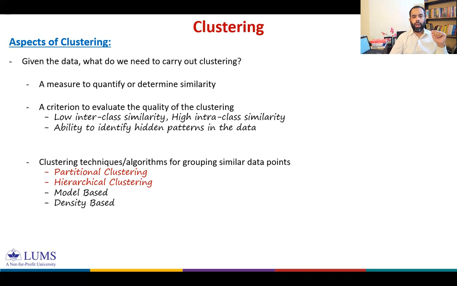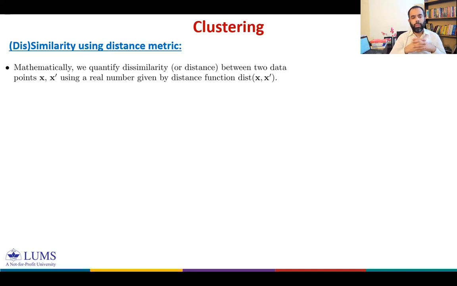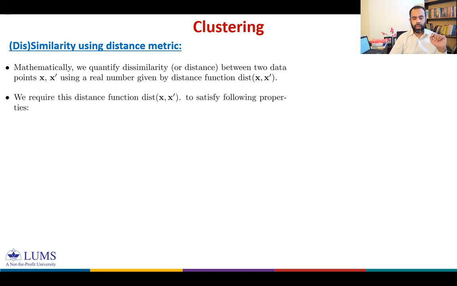The first is defining a measure to quantify similarity or dissimilarity. We can use a distance metric to quantify dissimilarity between objects. Mathematically, we quantify dissimilarity between the two points x and x dash using a real number given by a distance function, d(x, x dash). We have studied this distance function in detail when we talked about the first algorithm, k nearest neighbors. We require this distance function to satisfy the following properties.